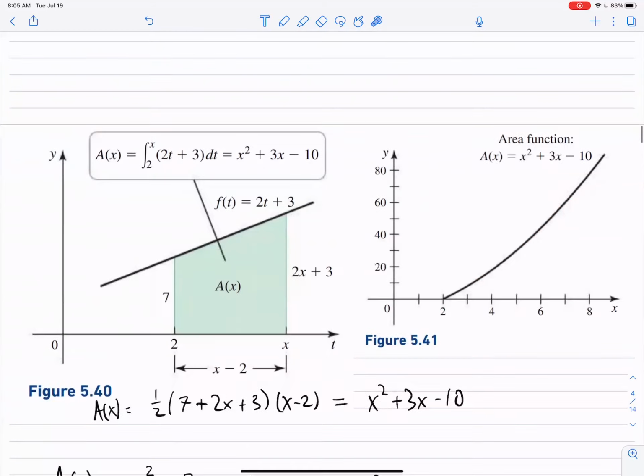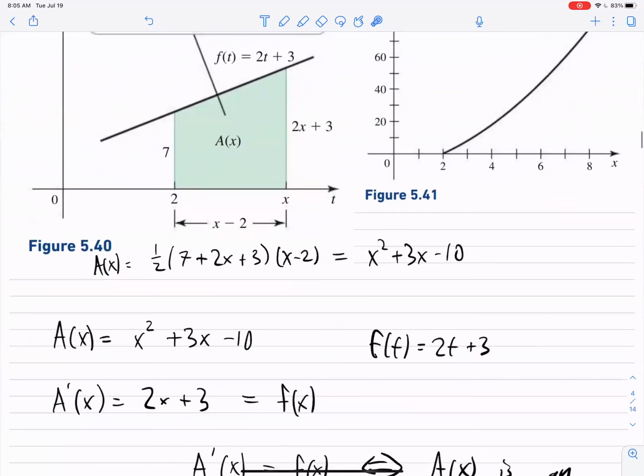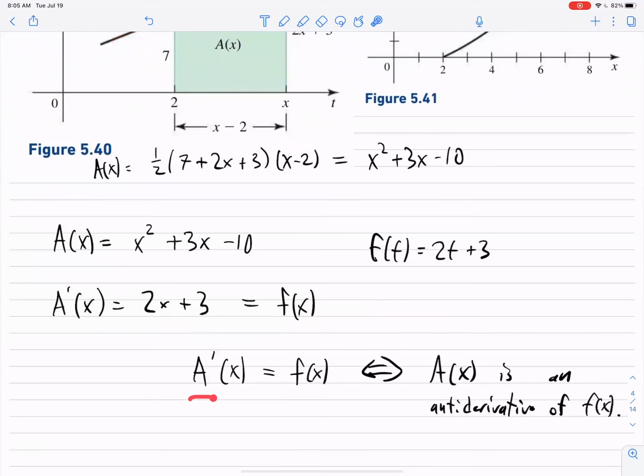And there's something else to notice about this too: if you take the derivative of A of x, the derivative of A of x is 2x plus 3, but that was little f. So the derivative of our area function is actually the function we're taking the area under to begin with. And so that's another way to say this: if A prime of x is f of x, then A of x is an antiderivative of f of x.